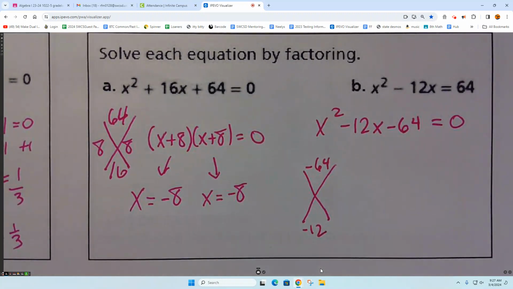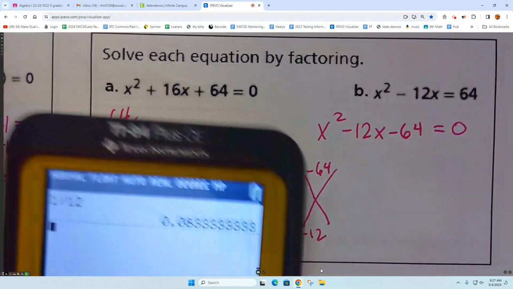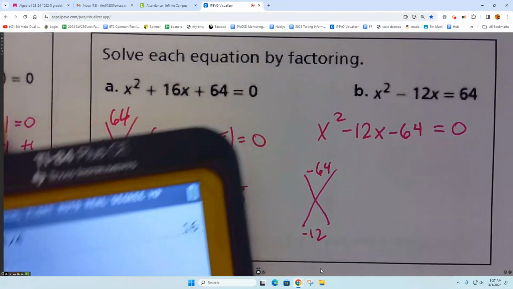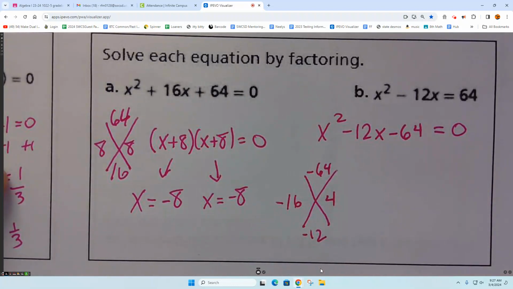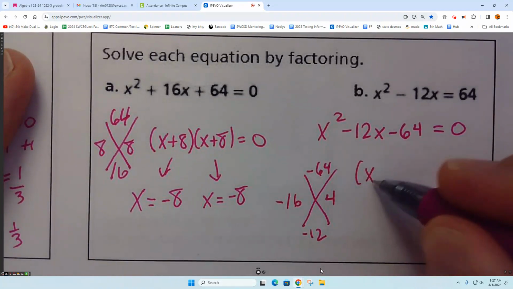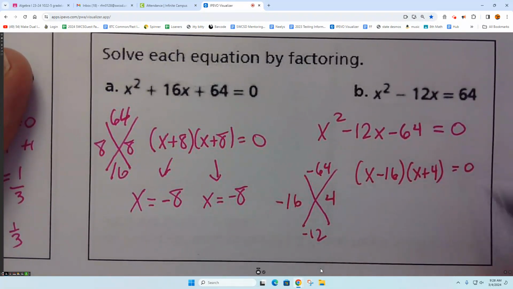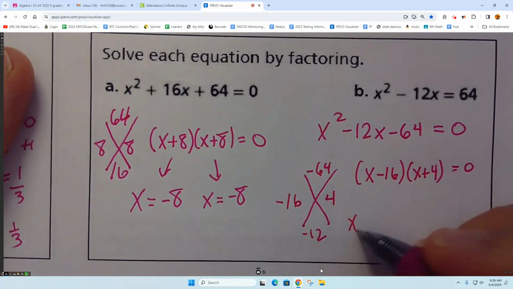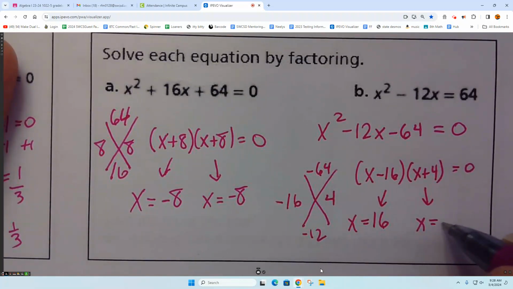Calculator? It's not something easy, is it? 64 divided by 4. Negative 16 and 4. x minus 16 times x plus 4 equals 0. x equals 16 and x equals -4.